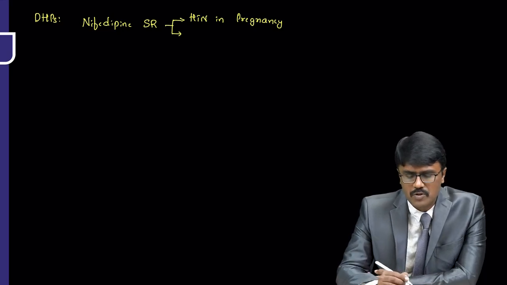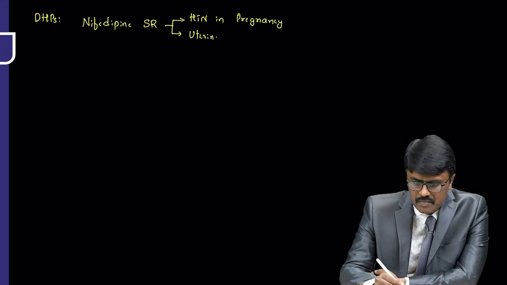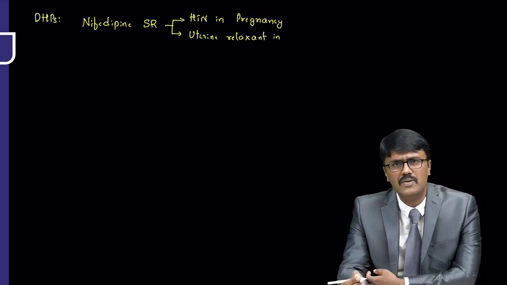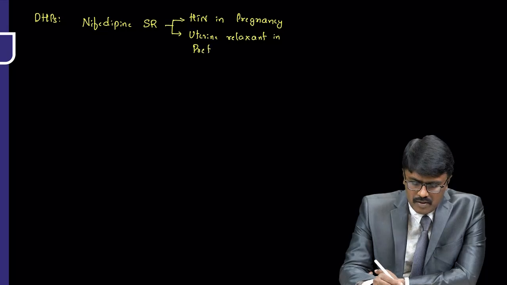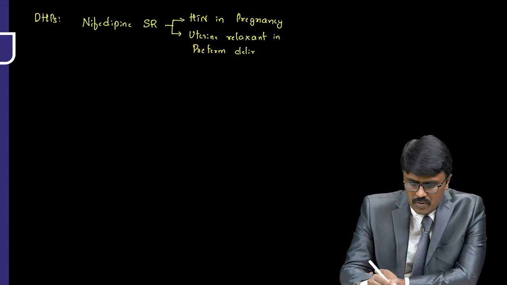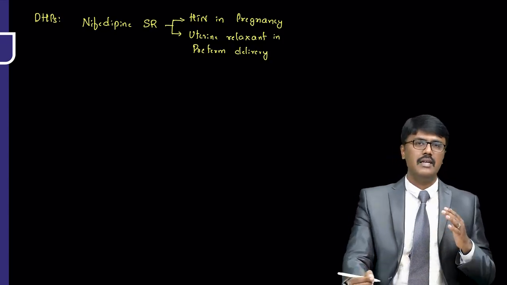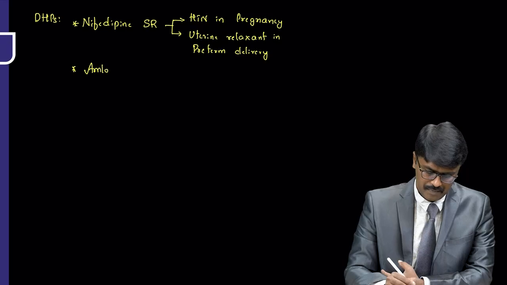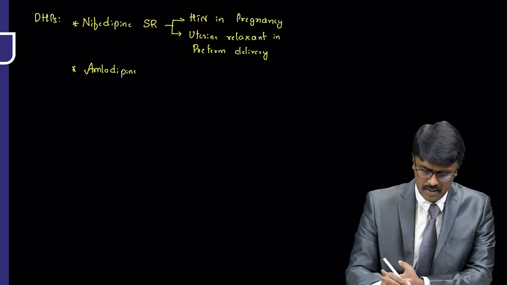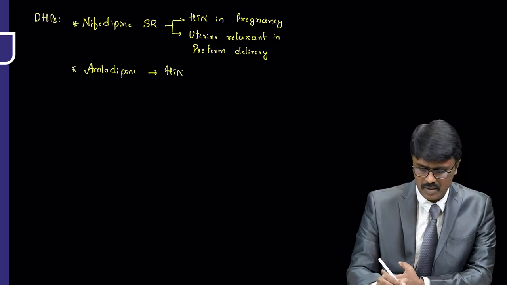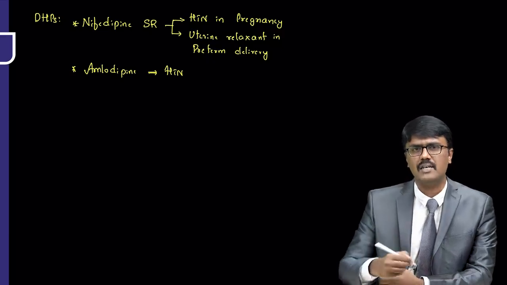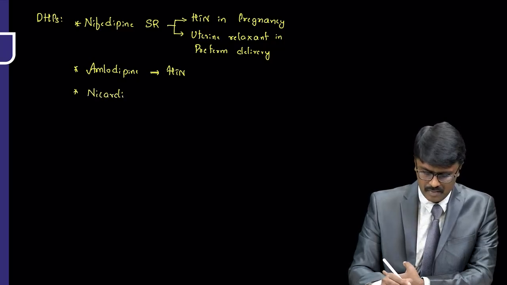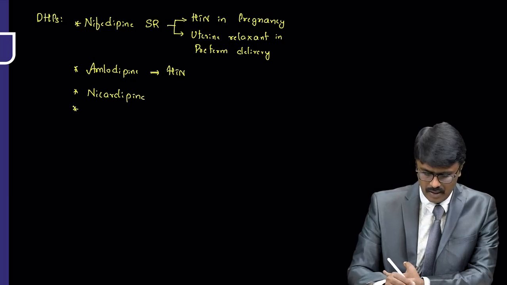Second, it is used for uterine relaxation. It is used as uterine relaxant in what? Where do you want to relax the uterus? In case of preterm delivery. It is used as uterine relaxant in preterm delivery, that is nifedipine sustained release. The other dipines are amlodipine. Amlodipine, the major use is in hypertension. The advantage of amlodipine is less chance of tachycardia. Then we have nicardipine and a drug called clevidipine.